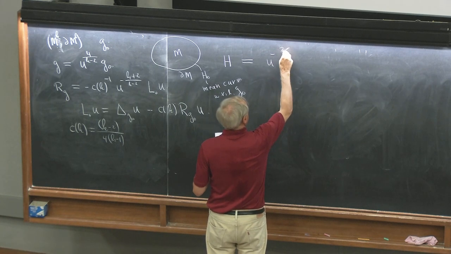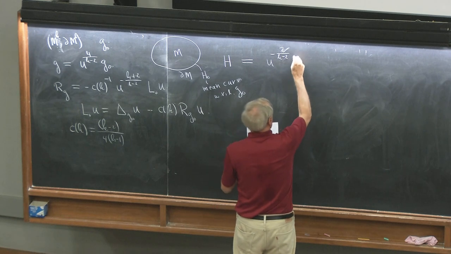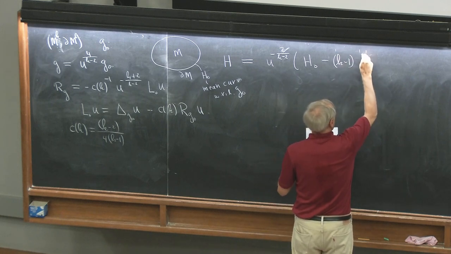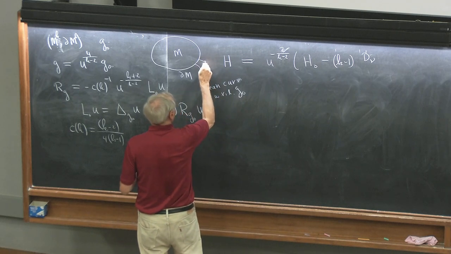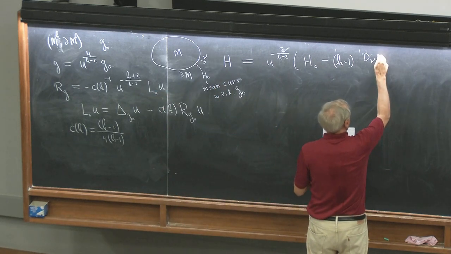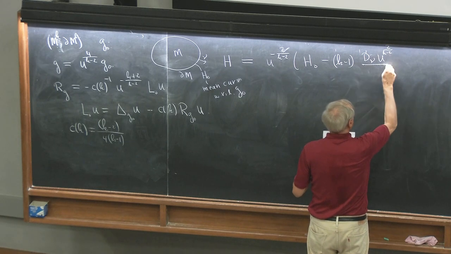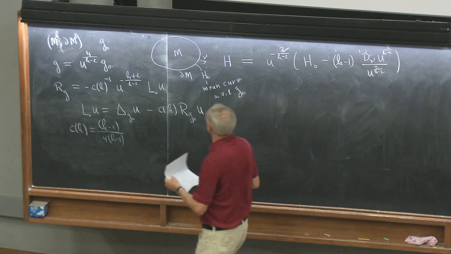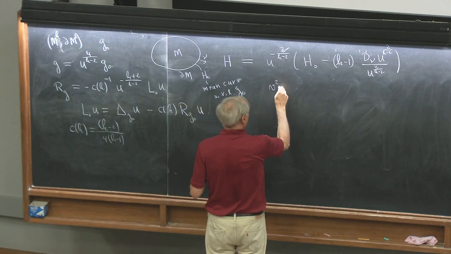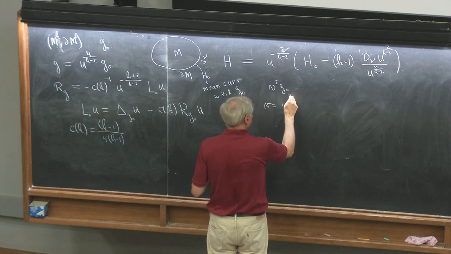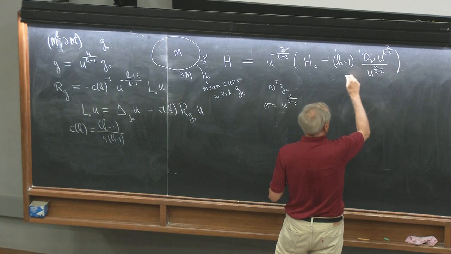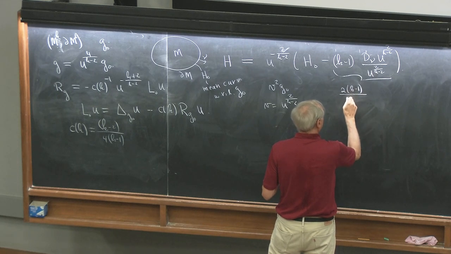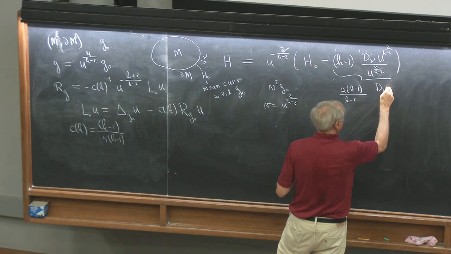So u to the minus 2 over k minus 2. And then I wrote this down before. It's H0 minus k minus 1, and then times the logarithmic derivative, the normal derivative. So I choose the outward normal here. It's the normal derivative of u to the 2 over k minus 2, divided by u to the 2 over k minus 2. So in this formula, I had written down for the metric v squared times g naught. And so my v is u to the 2 over k minus 2. And now this is just the logarithmic derivative. So this is equal to 2 times k minus 1 over k minus 2 times the normal derivative of u over u.